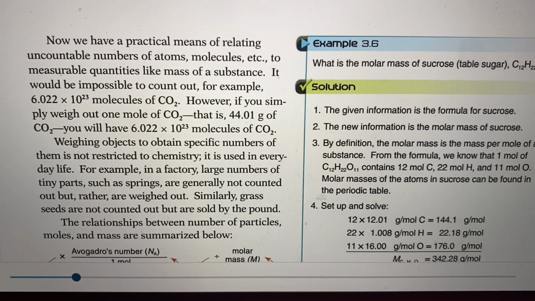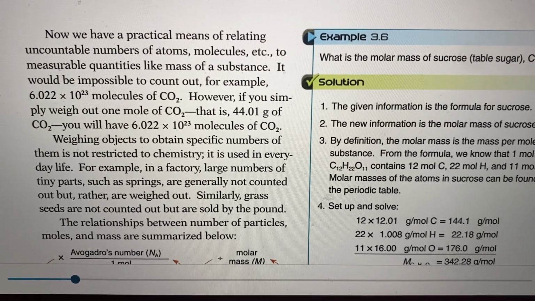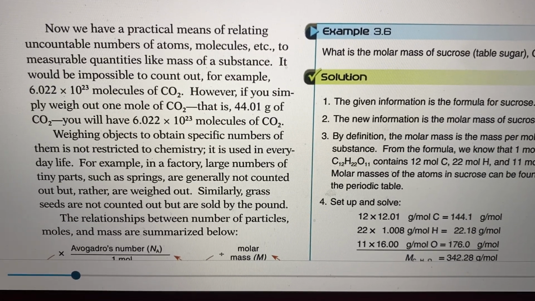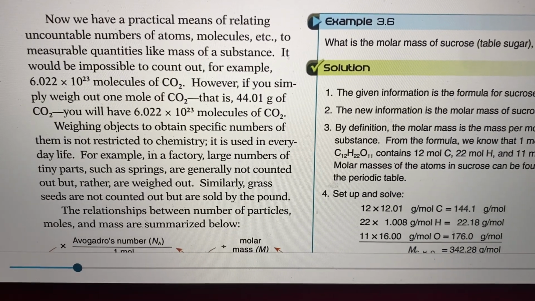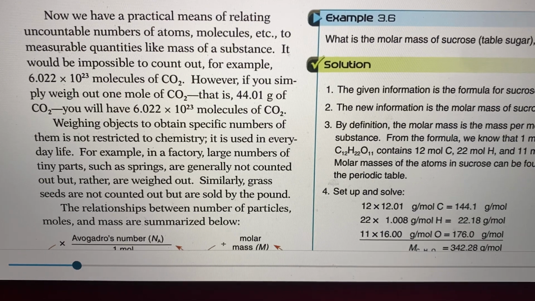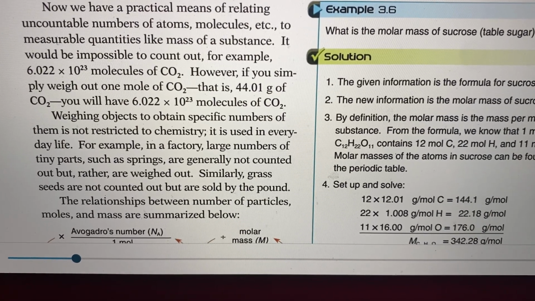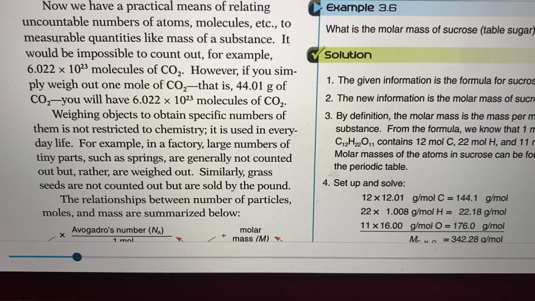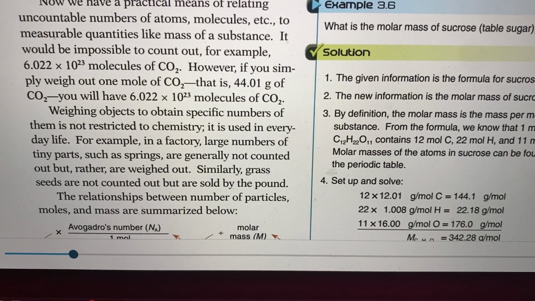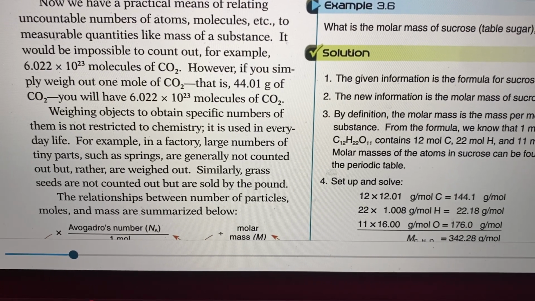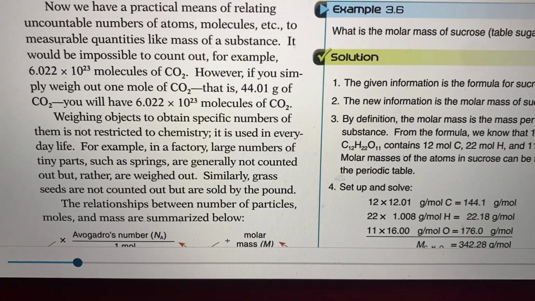Now we have a practical means of relating uncountable numbers of atoms and molecules to measurable quantities of mass. It would be impossible to count out 6.022 times 10 to the 23rd of these. It would take a billion years or whatever. However, you simply weigh out one mole, that is 44.01 grams, and you will have 6.022 times 10 to the 23rd molecules. So this is how we weigh it.